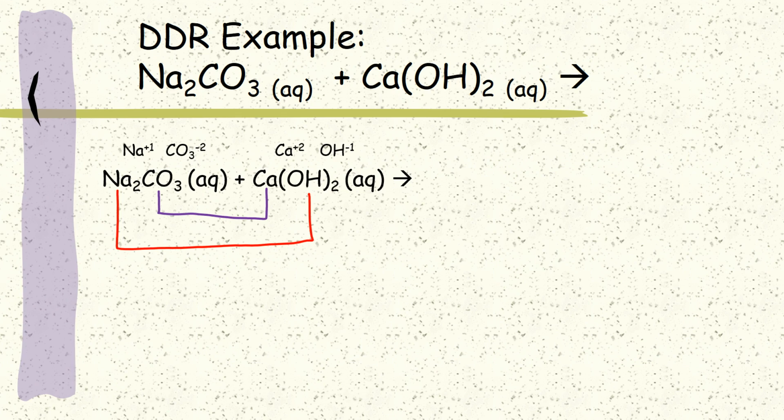If you're having trouble knowing what goes with what, the outers are going to go with each other, so sodium and hydroxide, and the inners, calcium and carbonate, are going to go with each other when you're creating your products. Now, remember, to get your new formulas, you're going to have to use the crisscross method, so you have to compare the charges because these are ionic compounds.